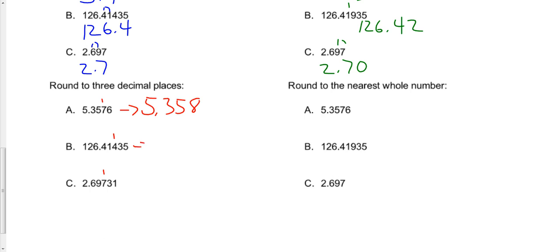Over here, I'm going to end up with 126.414. Okay, because the number to the right of the 4 happens to be a 3. 3 is between 0 and 4, and therefore my 4 stays the same. Same idea here with example C. I end up with 2.697, because again, to the right of that 7, that's my third decimal place, is a 3. 3 is between 0 and 4, and therefore my 7 stays the same. I do not have to round it up, it just stays where it is. Okay.